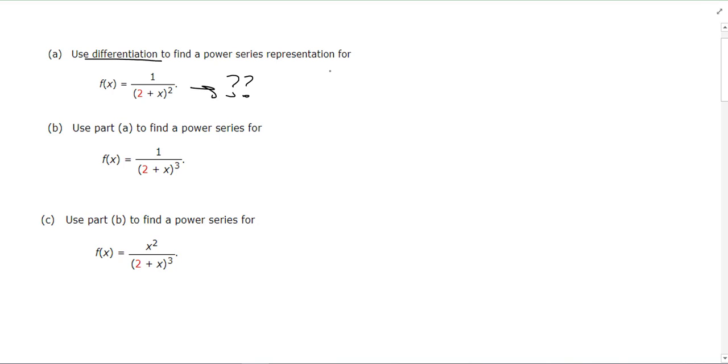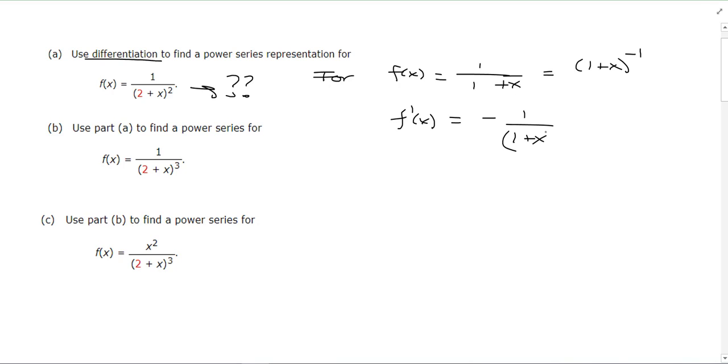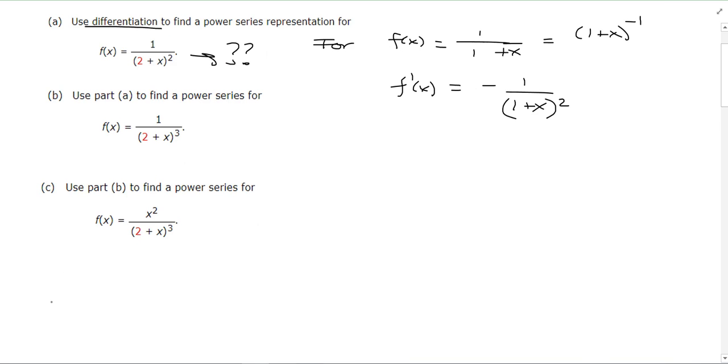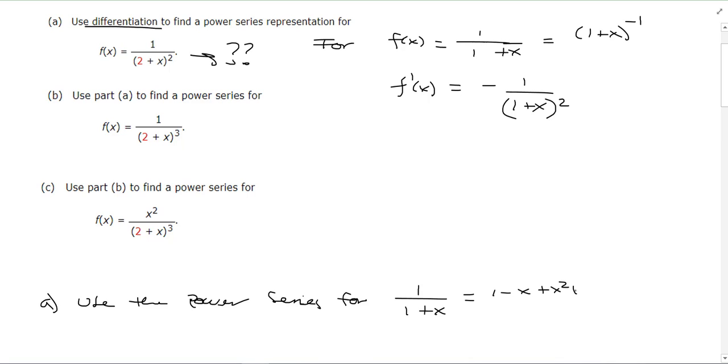And notice that for f of x equals 1 over 1 plus x, the derivative of this is minus 1 over 1 plus x squared. So then I know I'm going to use this power series, but what about the 2? So let's work on that. All right, so for part A, I know that I want to use the power series for 1 over 1 plus x, which remember, this is the alternating geometric.